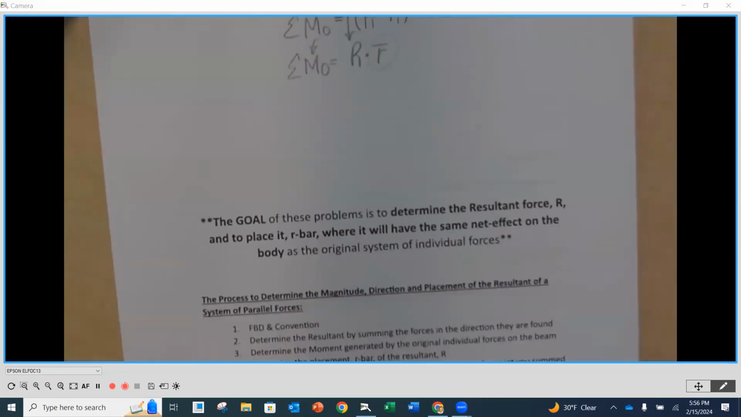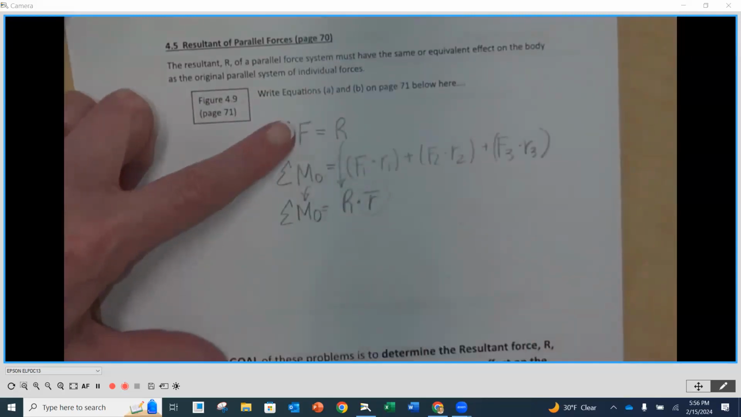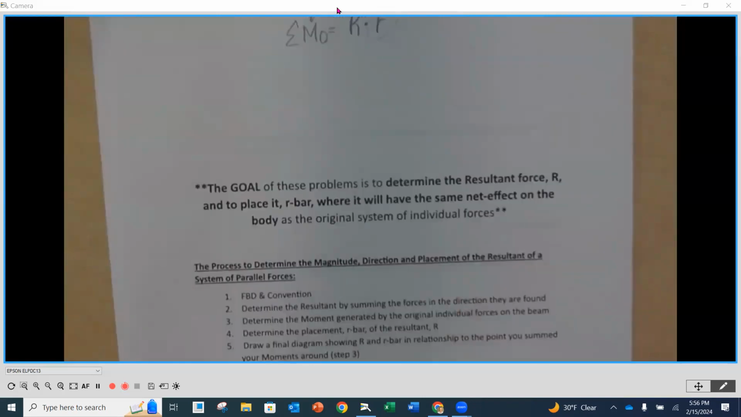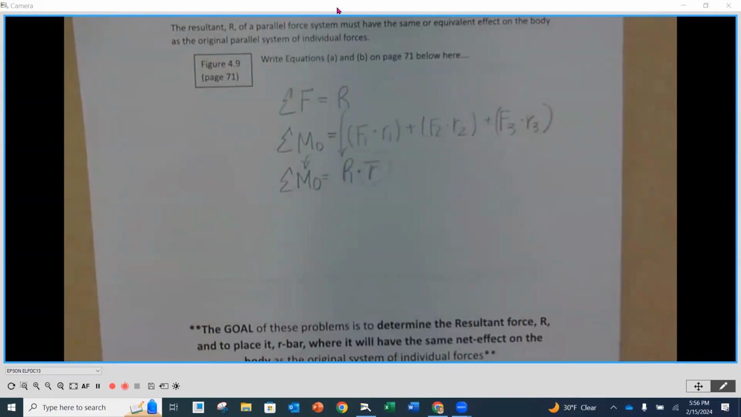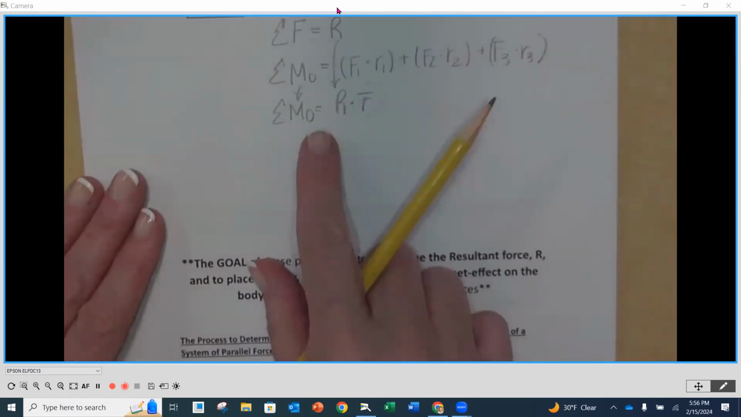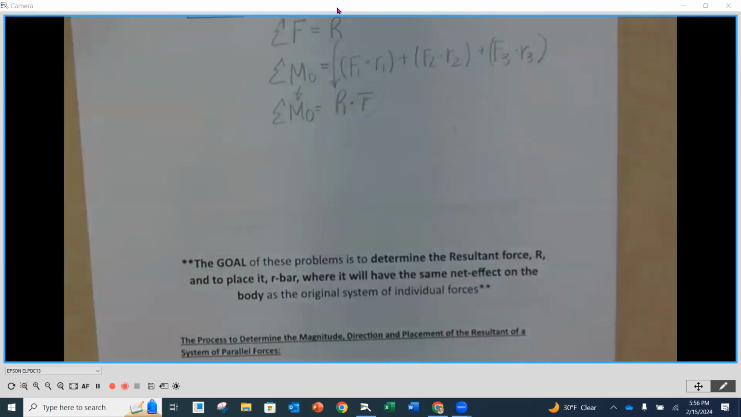Now, the goal of these problems is always going to be to determine first what that resultant is. What is its magnitude? That's that right there. And then we need to find out where to place it. So we first need to determine what is the rotational effect of those individual forces at their distance away from that point we're summing around, and using that value to solve for the R bar, so it has the same net effect on the body as those individual forces.